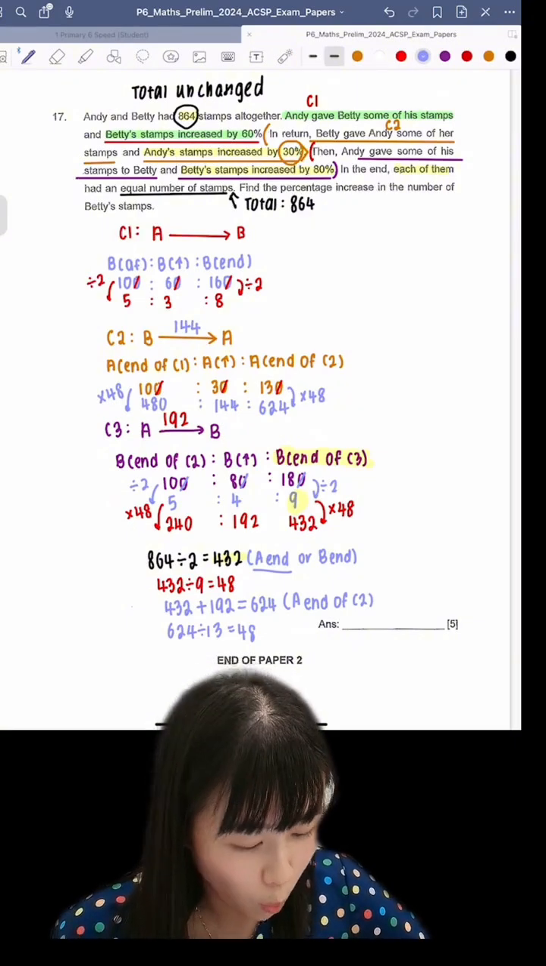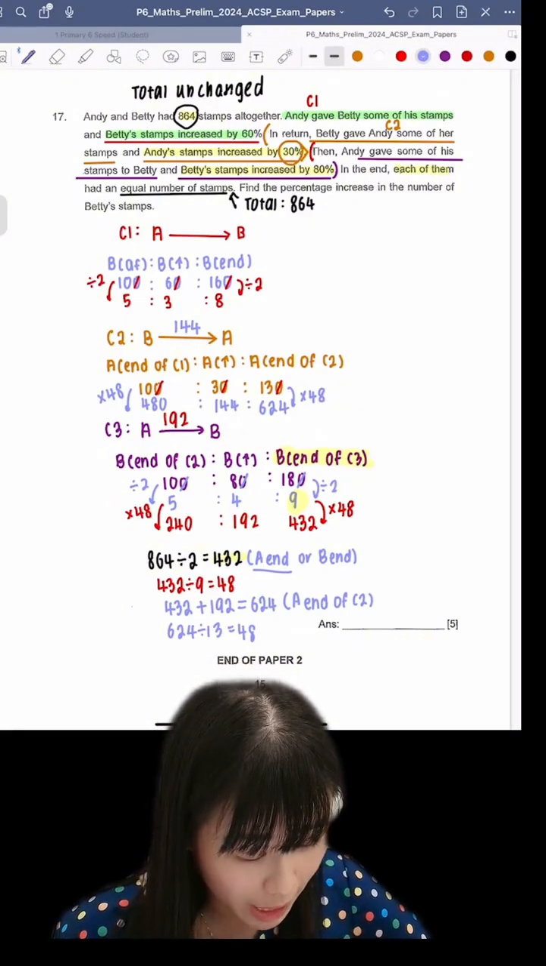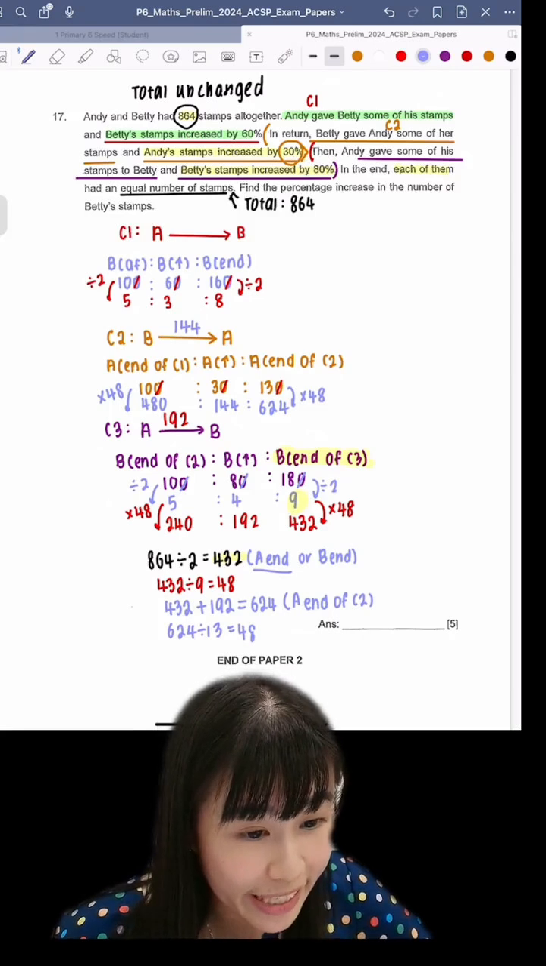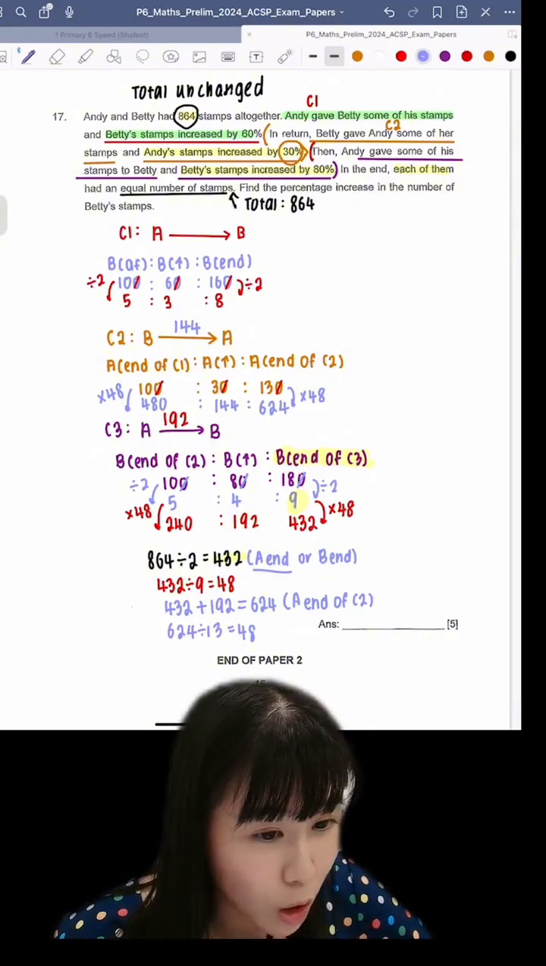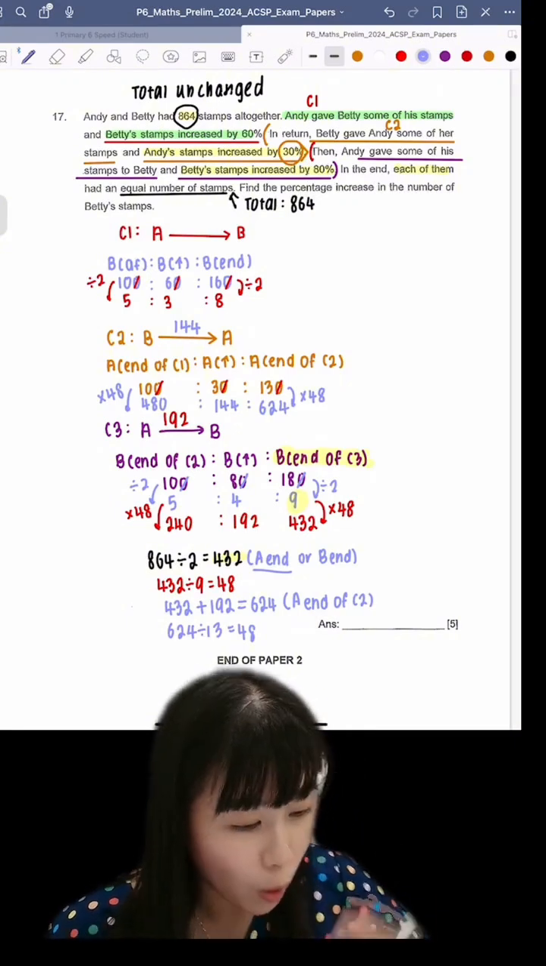Why divide by 38? Since when do I divide by 38? I didn't divide by 38. Okay, 864 minus 240. How come?